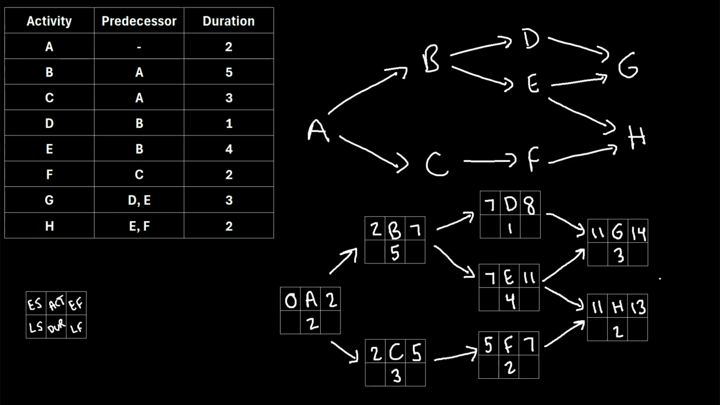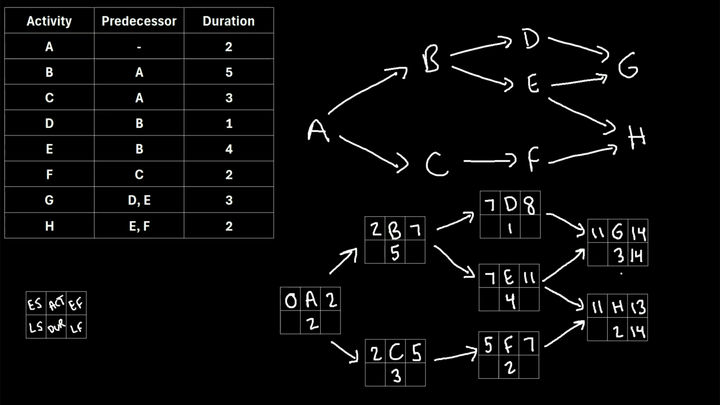Now we're going to use the backward pass method to find the late start and the late finish of each activity. Now the first thing we do is that we look at the early finish values, so 14 and 13, and we take the larger of those two values to place into the late finish for both of the final activities. So we'll put a 14 here, and we'll put a 14 right here.